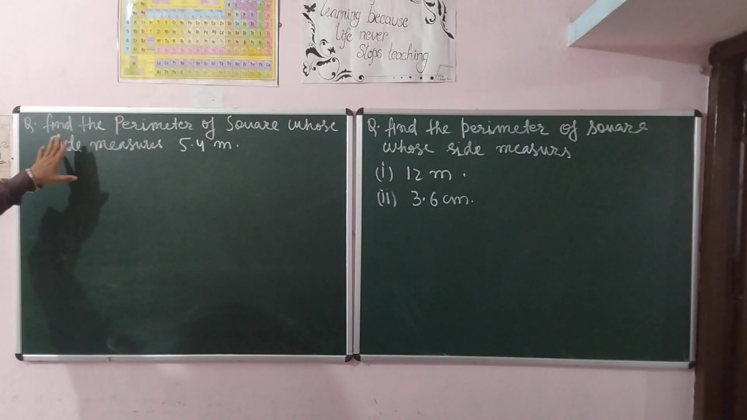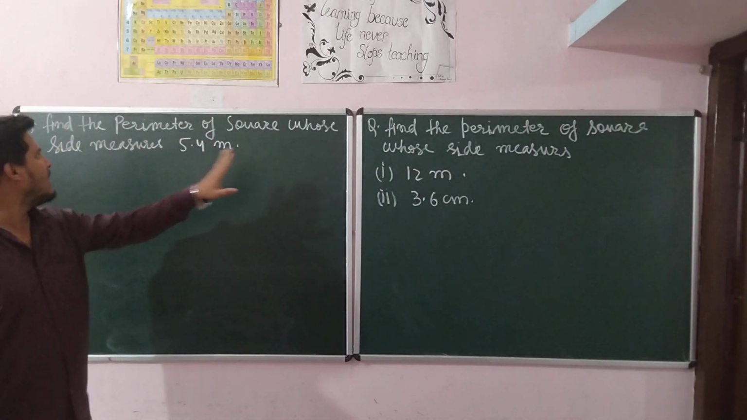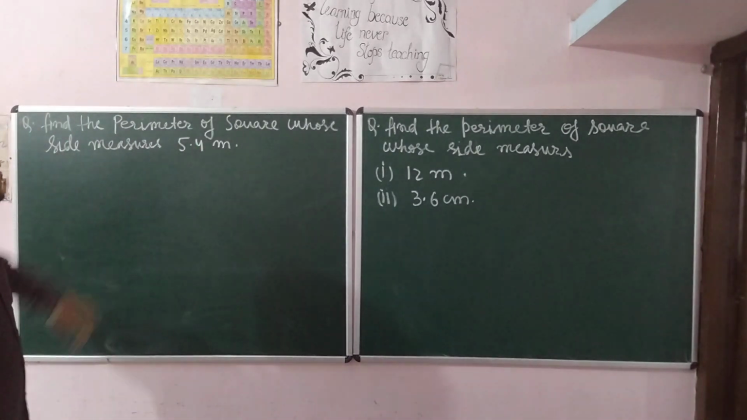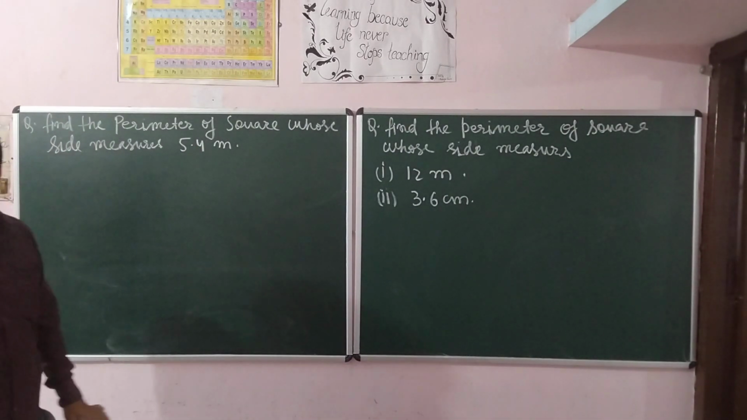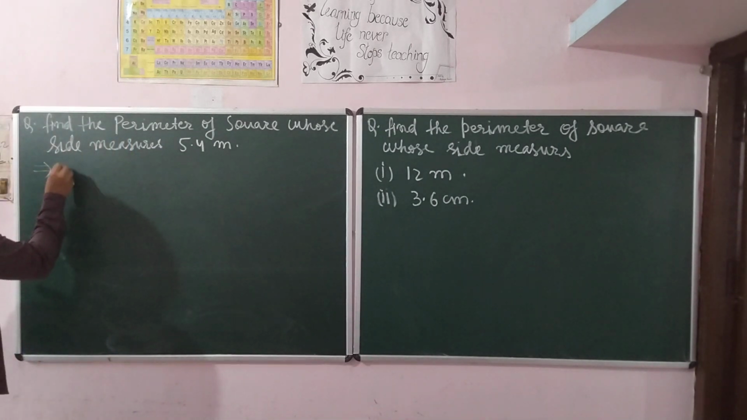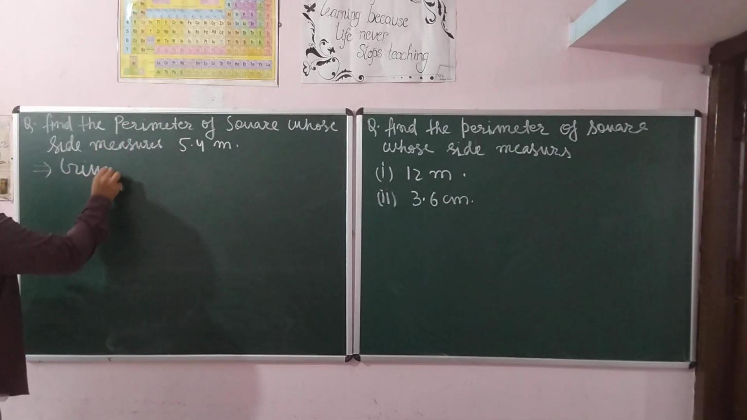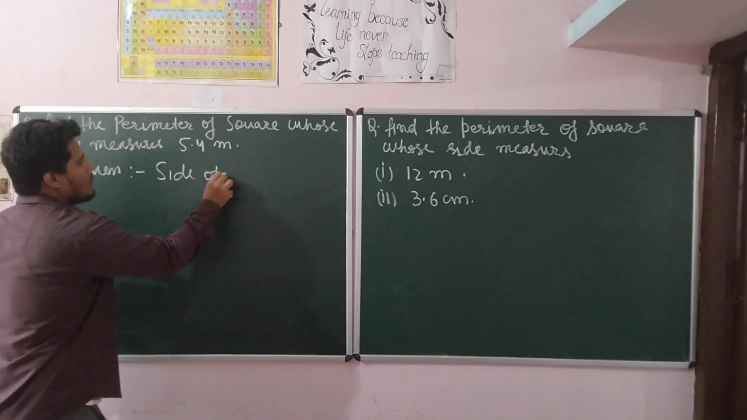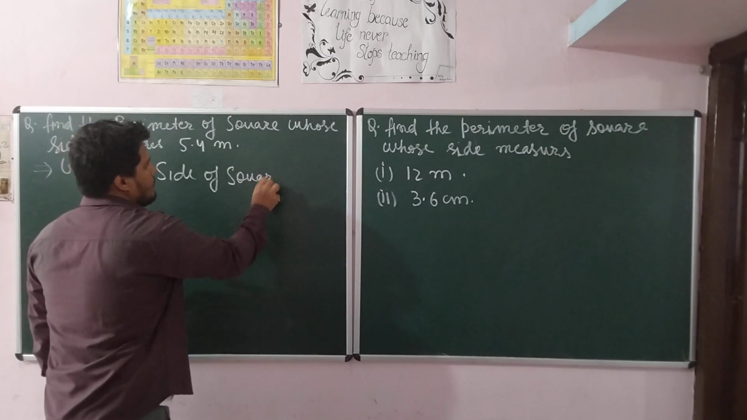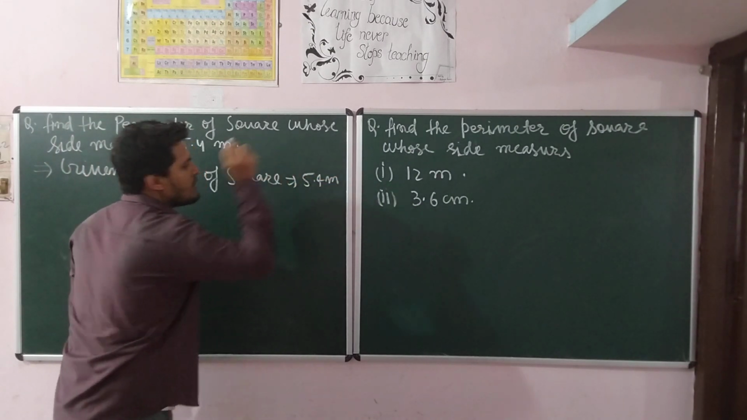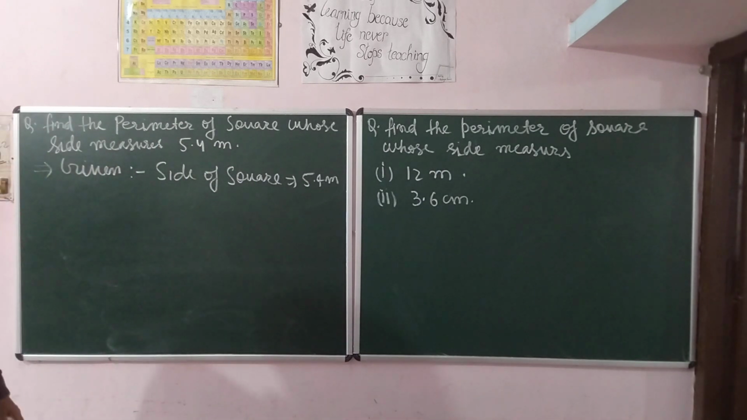Now the second question is: find the perimeter of a square whose sides measure 5.4 meter. Okay. So first of all, we have to write the given terms. What is given in this question? Now see. Given the side of the square, that is equal to 5.4 meter.